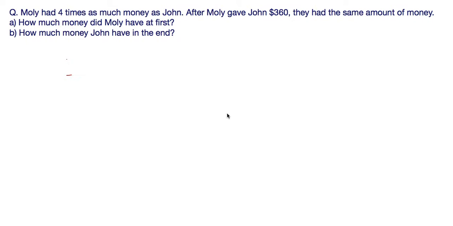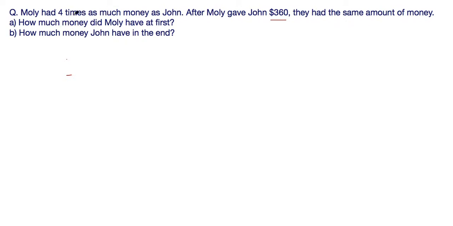Molly had 4 times as much money as John. After Molly gave John $360, they had the same amount of money. How much money did Molly have at first? That's your part A. And part B is how much money John have in the end. Okay. So what do we have from this question?